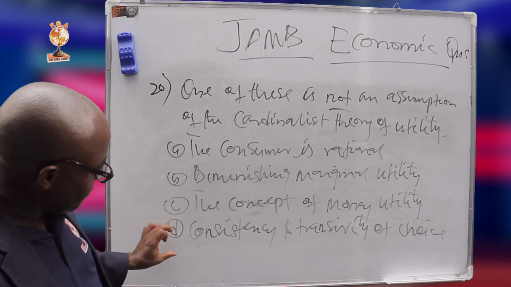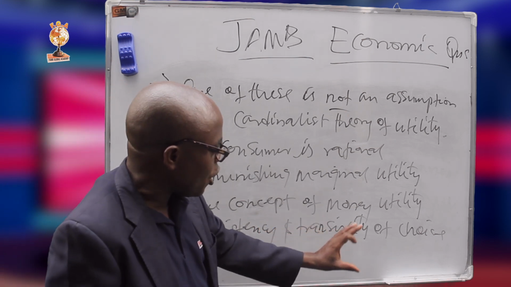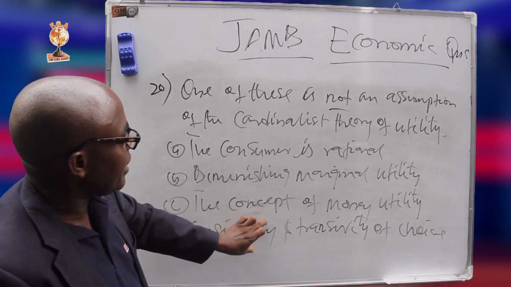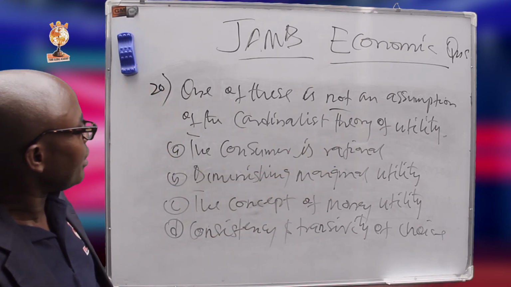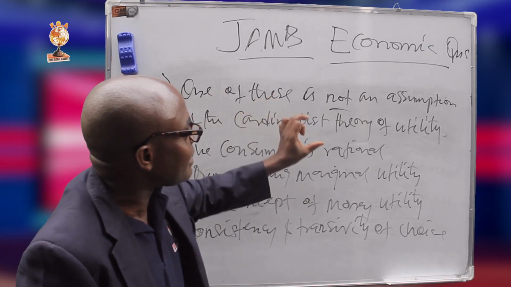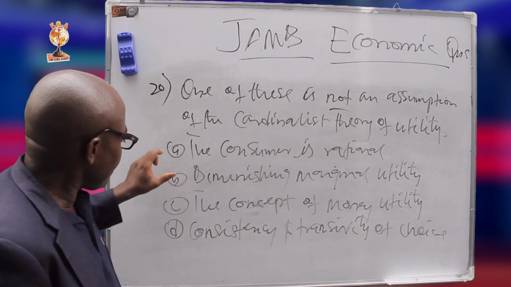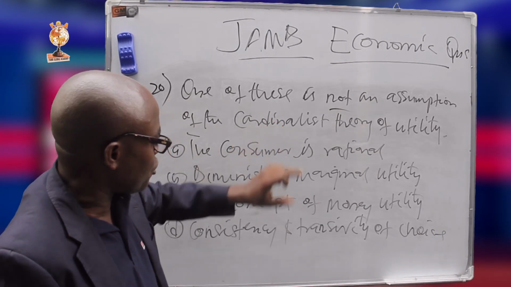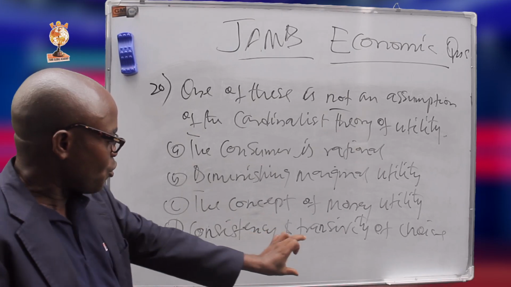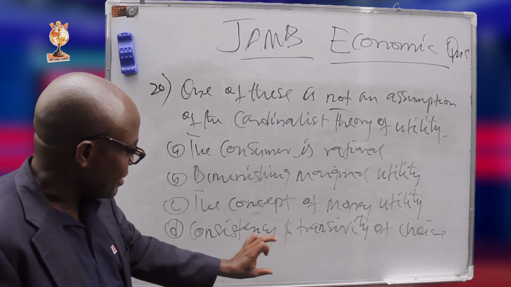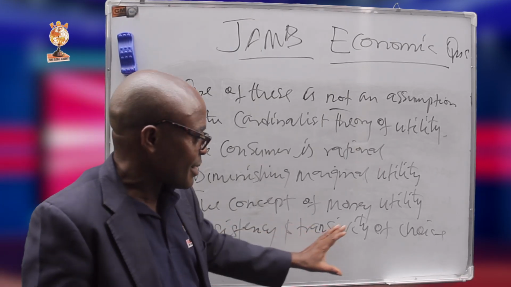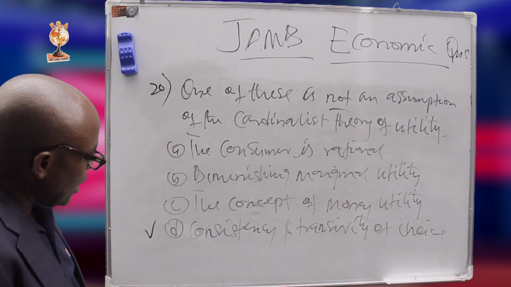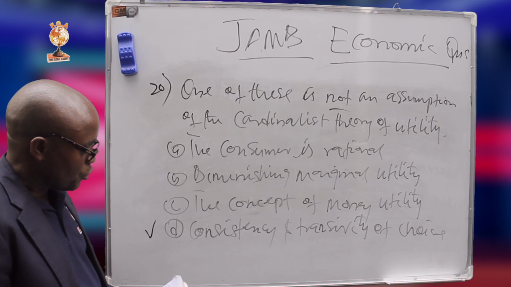Now, here you have consistency and transparency of choice. This one will fit in for this particular one. In fact, we said one of these is not. 1, 2, 3 are the assumptions of this theory. But this one, nobody can predict. There is nothing like consistency and transparency of choice. So here we picked D as our answer for today.